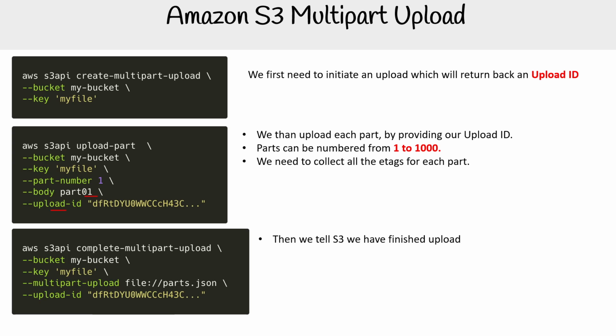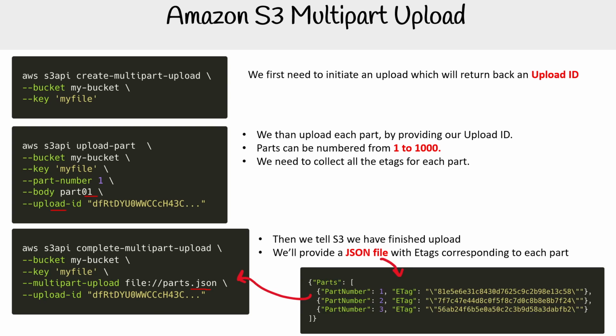So when we're ready to complete the multi-part upload, we need to specify all the parts. So we will have to create a JSON file, and it'll have the part number as well as the associated ETag, so it knows how to reassemble the file in the correct order. And that's all it takes to do multi-part upload.